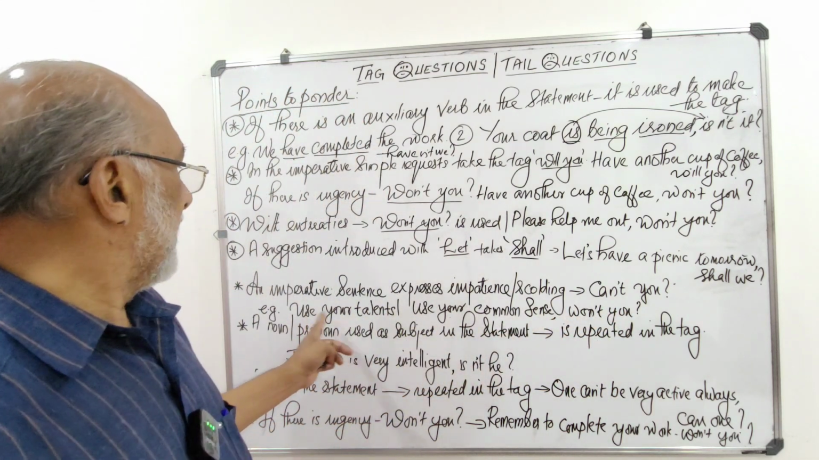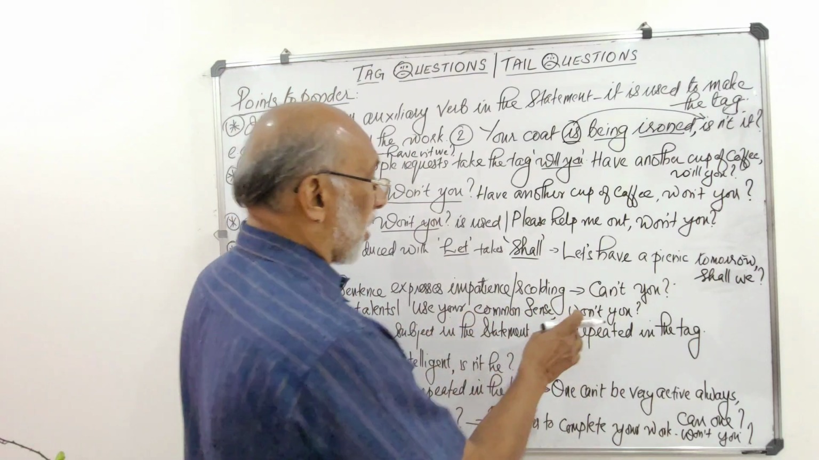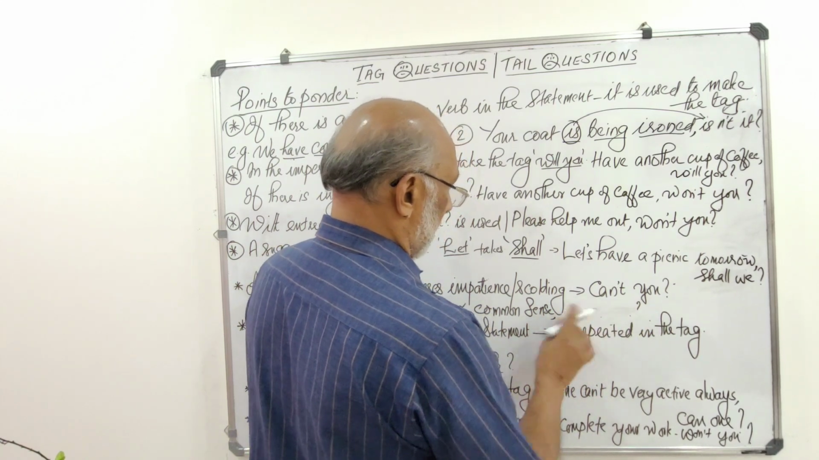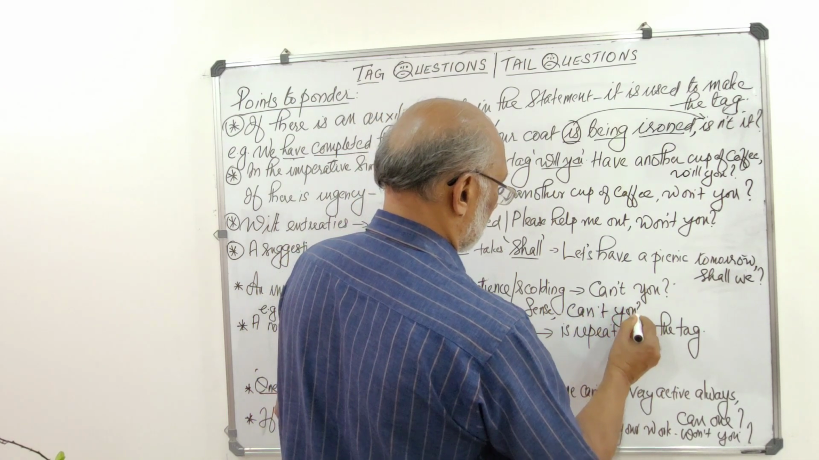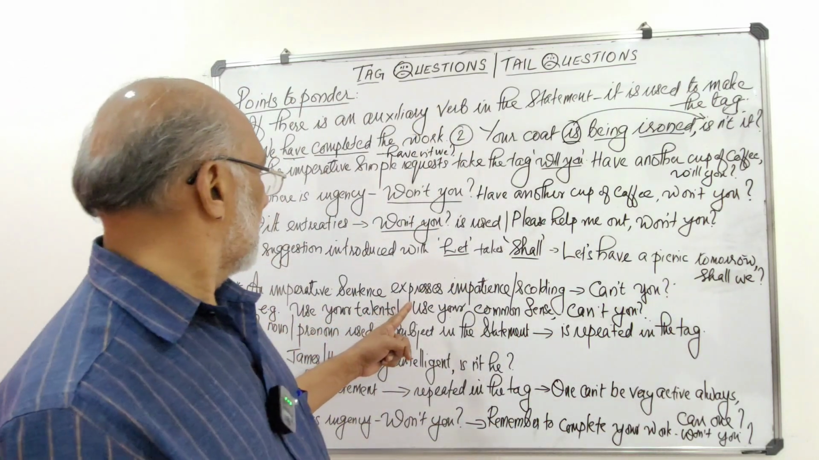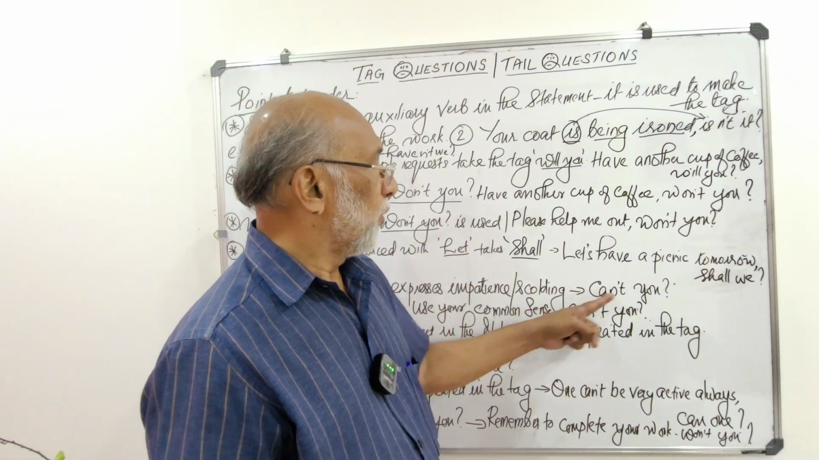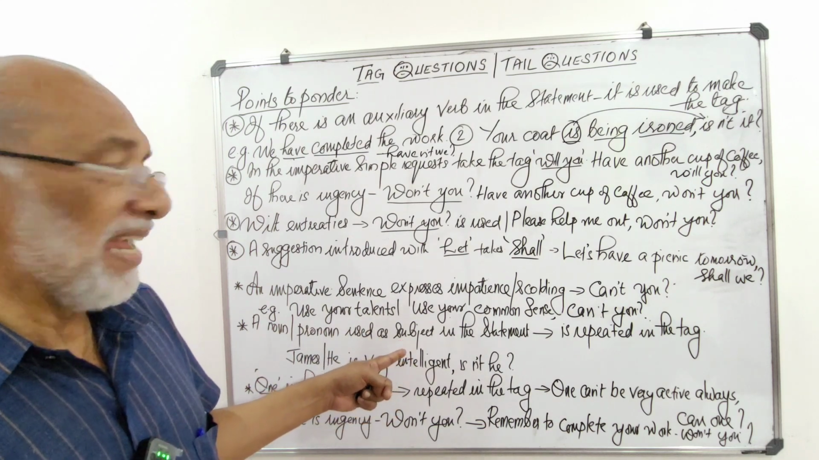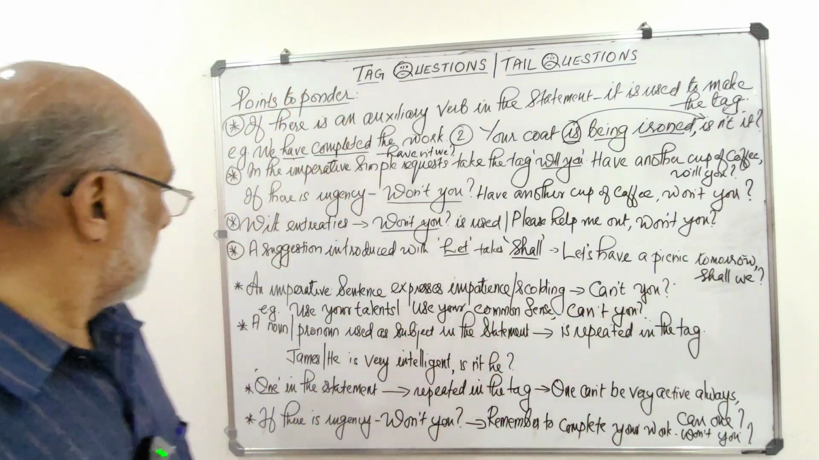An imperative sentence expressing impatience or scolding, we use can't you. Okay, I said won't you, it's not won't you, it's can't you. So an imperative sentence expressing impatience or scolding, we use can't you. See, use your talents, can't you? Use your common sense, can't you is used.